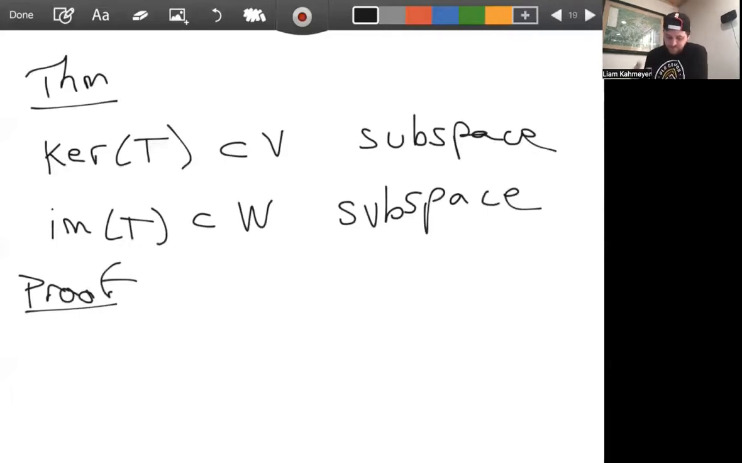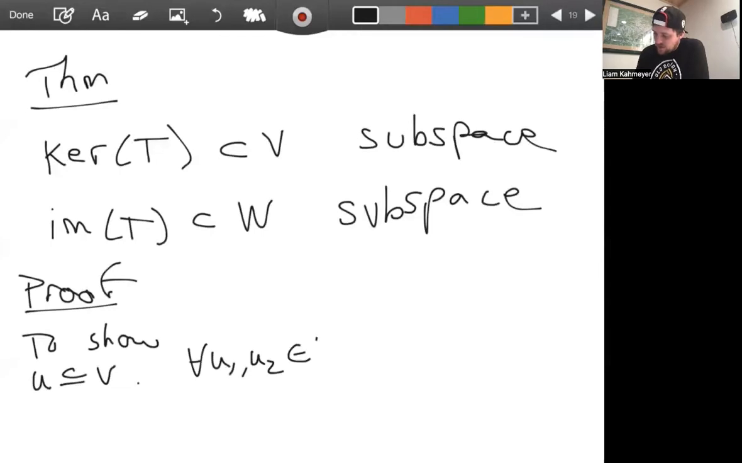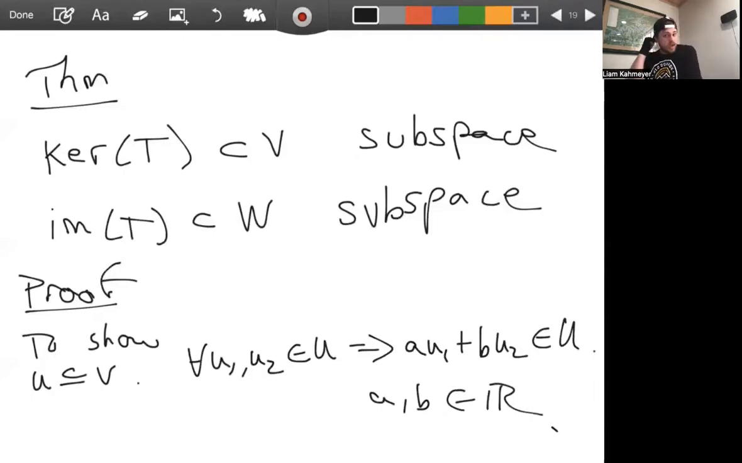Remember the subspace criteria. Let's just write this in general, abstract. To show that U is a subspace of V, we need to show that for all U1 and U2 inside of U, the linear combination A U1 plus B U2 is also in U, for A, B scalars. It's very similar to the linearity property. If we can show that linear combinations of vectors in a given subset remain in that subset, then it's actually a subspace. So this is what we want to show for both the kernel and the image. Let's show it for the kernel.